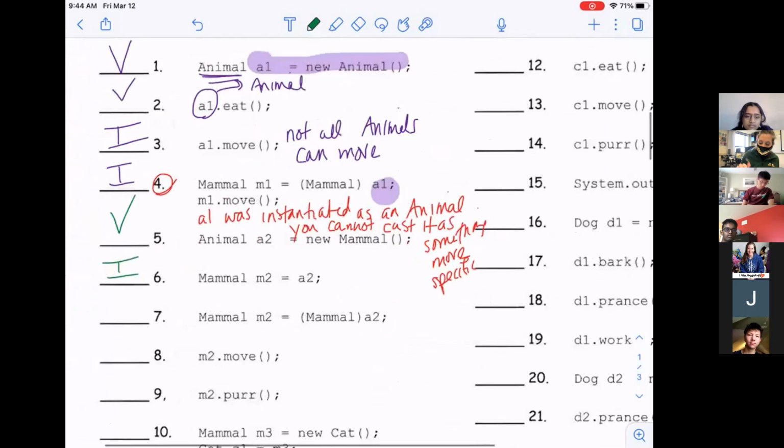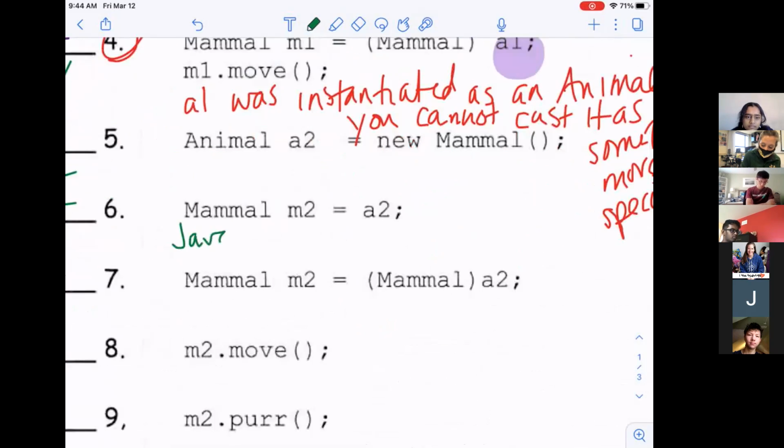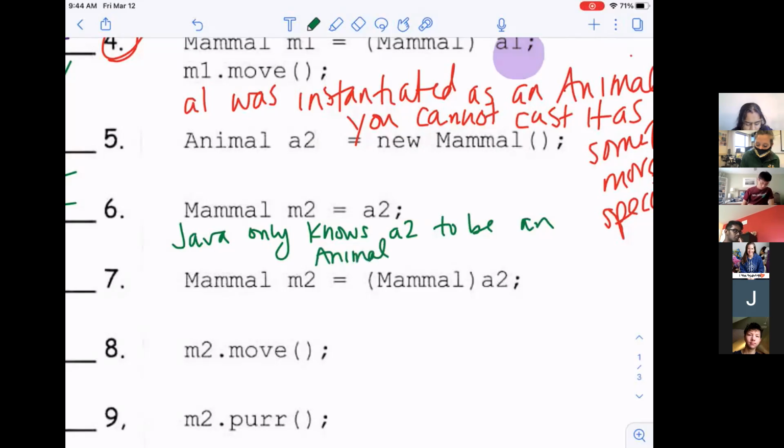And the reason why it's invalid is because Java only knows A2 to be an animal, because that is what the reference is.